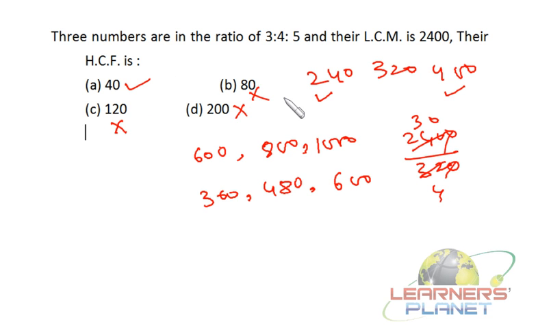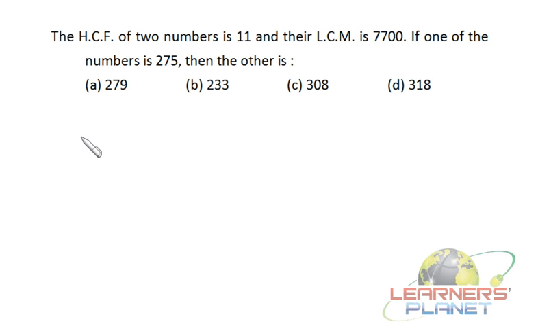Okay friends, now let's see this problem. The HCF of two numbers is 11 and their LCM is 7700. If one of the numbers is 275, then the other is.